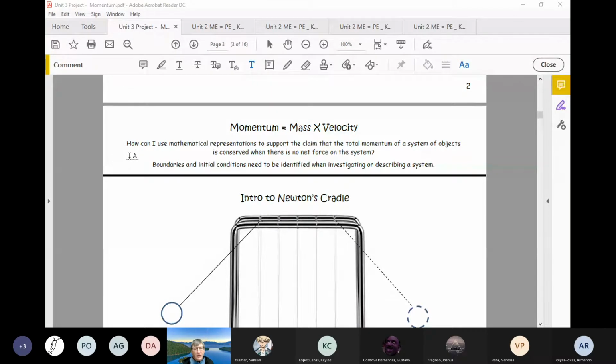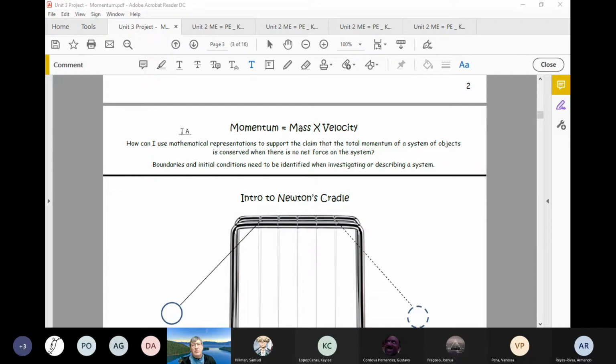Thanks. So one of the big questions we have for this unit is how to use mathematical representations, in other words, equations. How do we use math to support this claim? How can we provide evidence that the total momentum of a system is conserved? Now remember, when we conserve things, we're saving them. Remember, we talked about the law of conservation of energy. Well, that's just the first of several conservation laws. There's also the conservation of mass, and as we'll see in this unit, we also have the conservation of momentum. And they're all very similar.